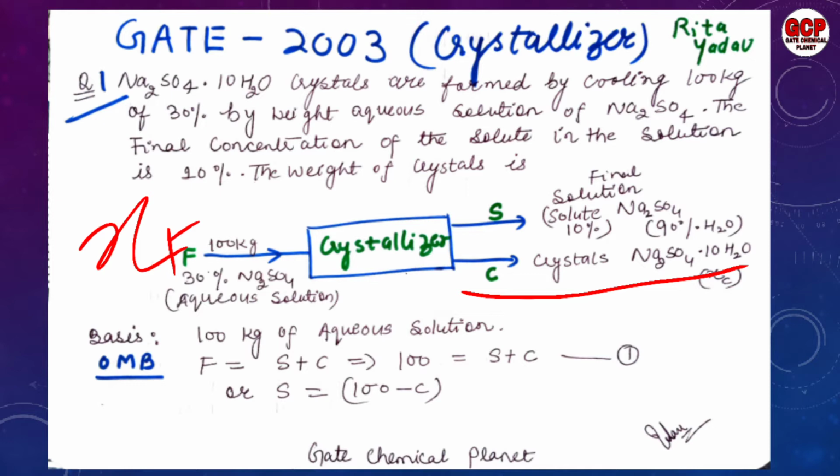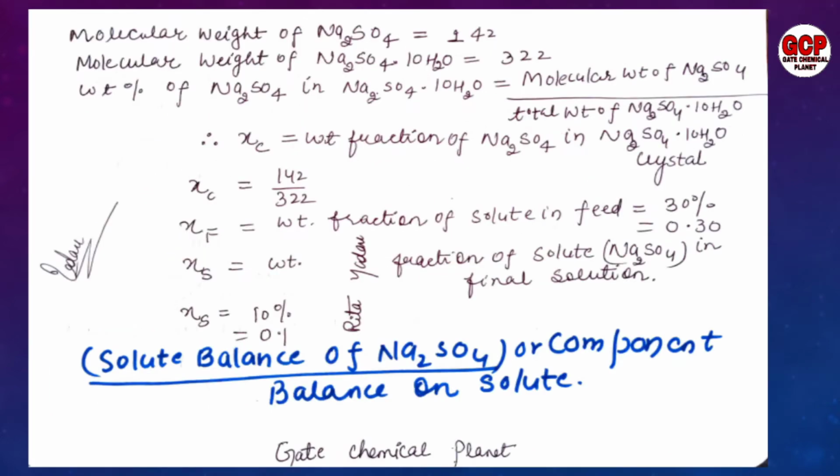It is very simple to calculate. First we will apply the overall material balance. We can write F equals S plus C, so 100 equals S plus C, or S equals 100 minus C. It is very simple to write the overall material balance. Now we will come to how to calculate the XC, XF and XS values.